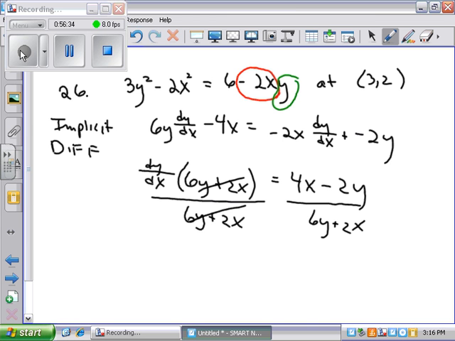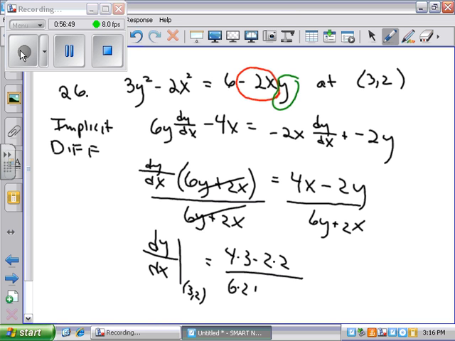Minus instead of plus. And then it's just a question of plugging in the coordinates 3, 2. So we want to get the derivative at the point 3, 2. So it's 4 times 3 minus 2 times 2 over 6 times 2 plus 2 times 3. 12 minus 4, so that's 8 over 18. 8 over 18, 4 over 9. Choice B.